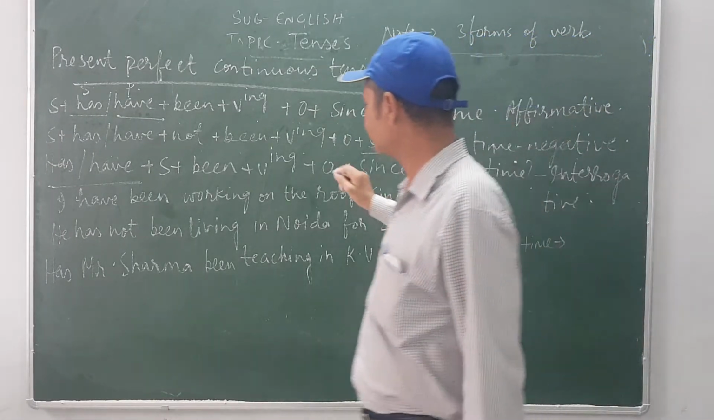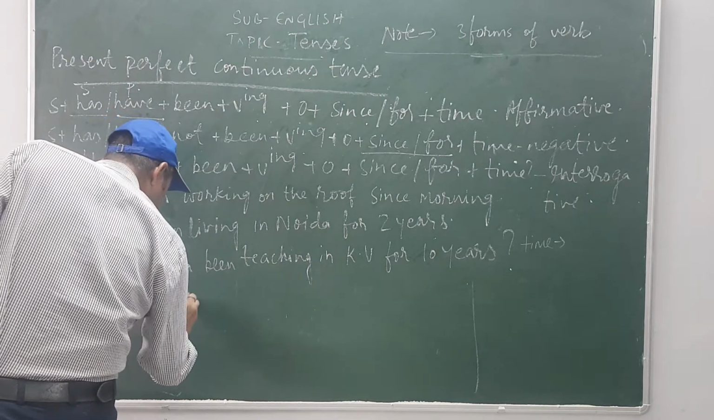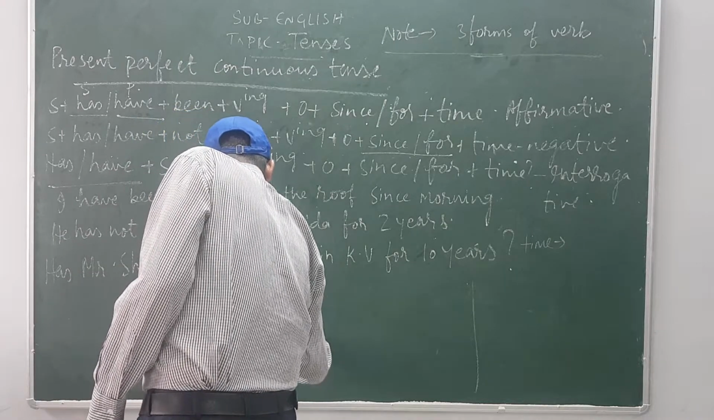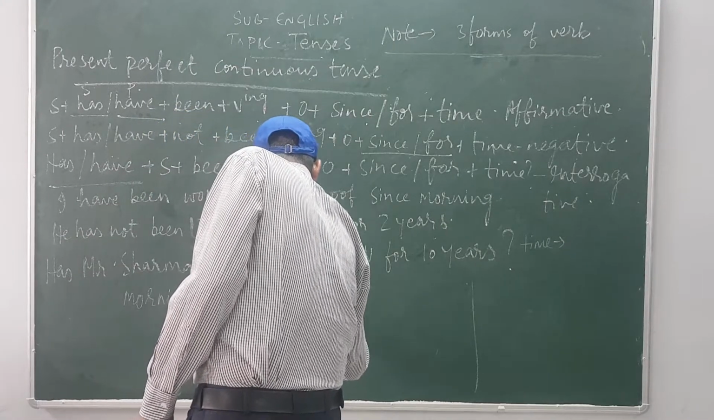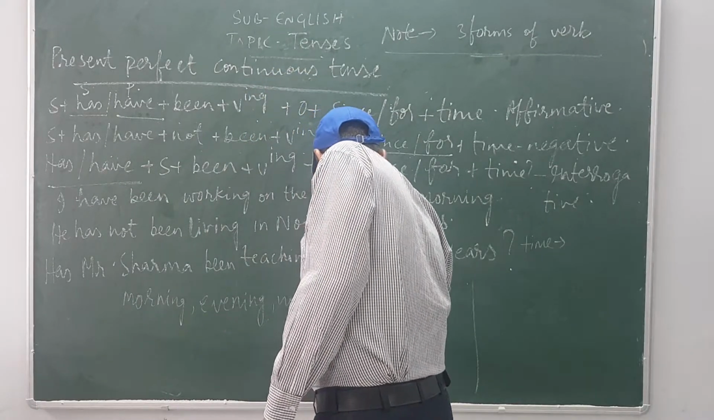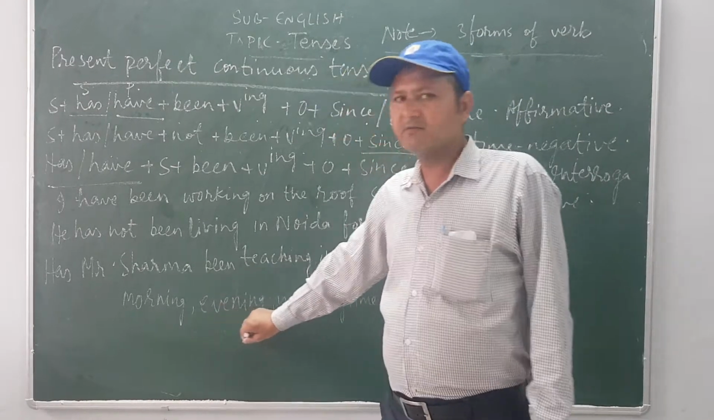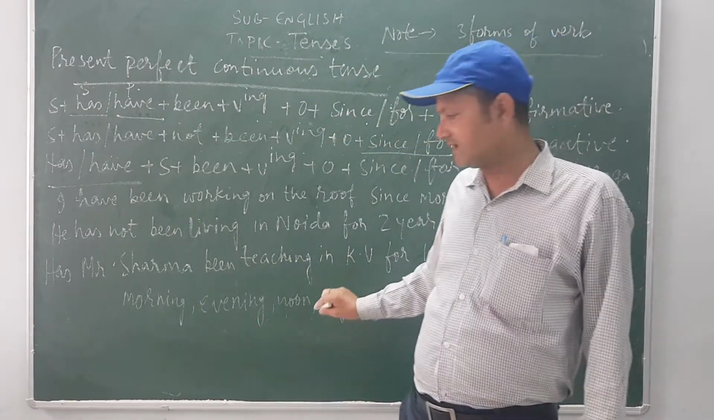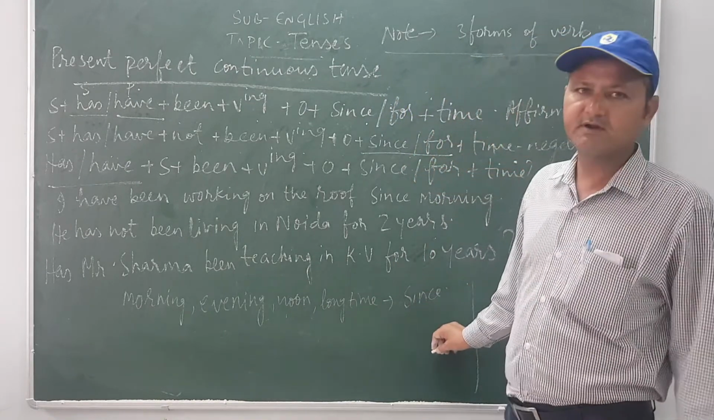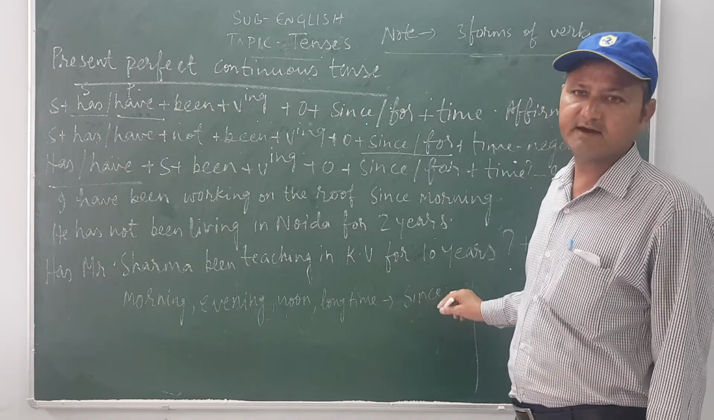You can see here: morning, evening, noon, long time, etc. All these times are not going to become plural for you. For that, we are using since. It is a very simple way to understand when and where we are using since and for.